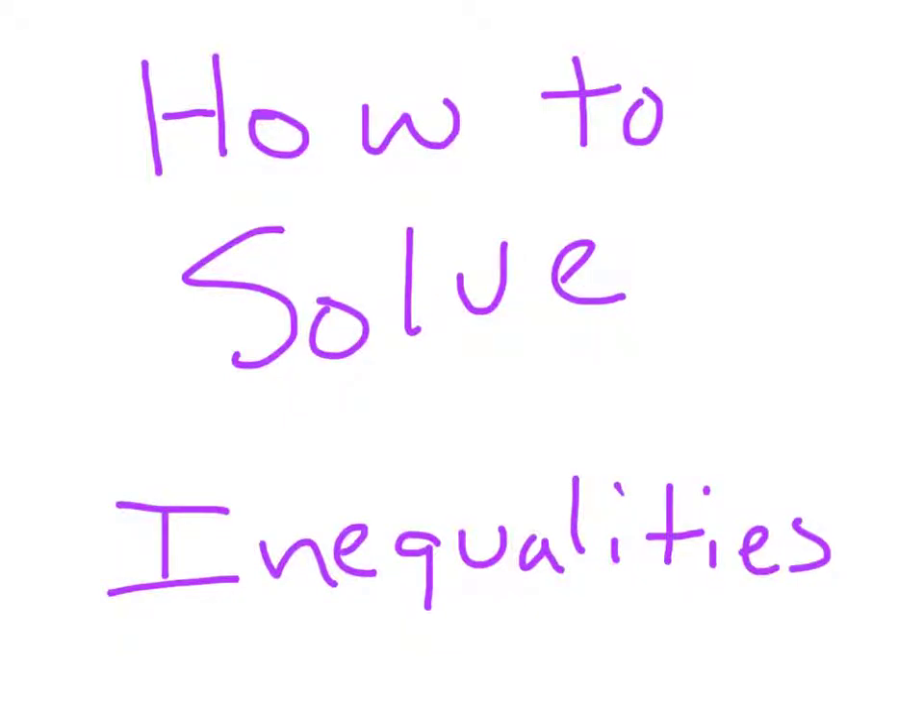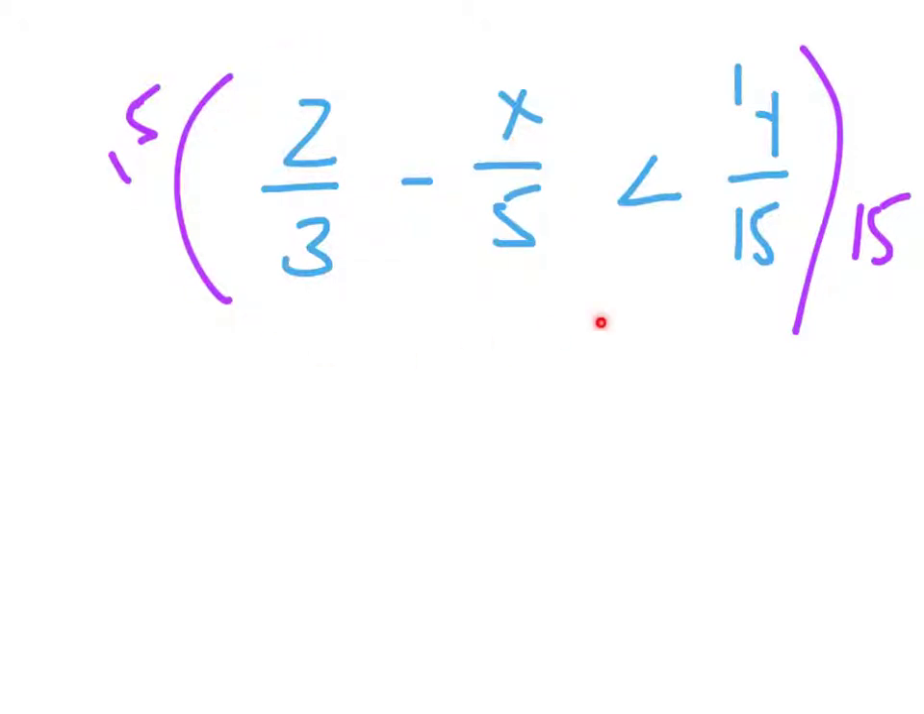How to solve inequalities. Problem 1. To start with the first problem, which is 2/3 minus x over 5 is less than 4/15.